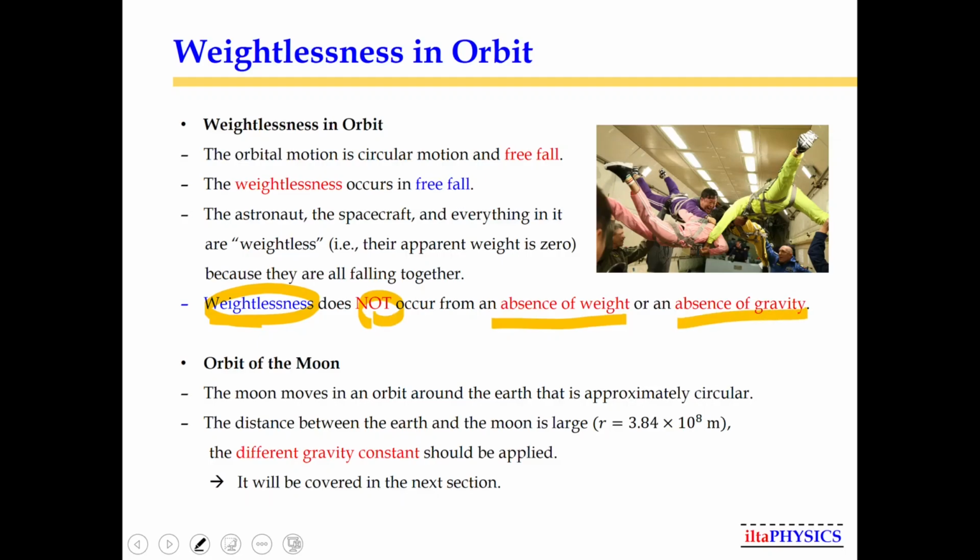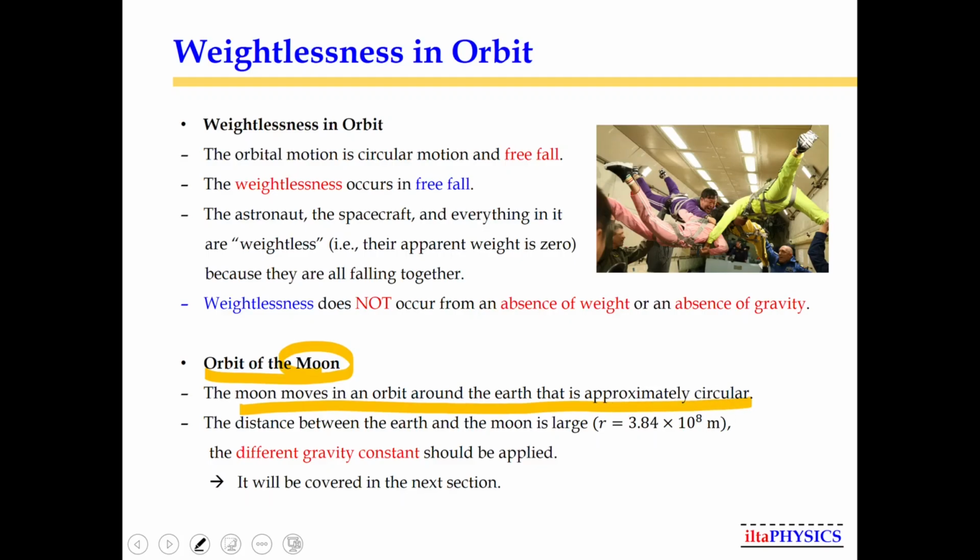Another well-known example of orbital motion is the Moon, which travels around Earth in an almost circular orbit. However, we cannot use the equation with the same parameters used earlier to calculate the Moon's motion. That's because the distance between Earth and the Moon is so large that the gravitational acceleration from Earth is no longer the same constant at that distance. We'll study this part in more detail in the next section.